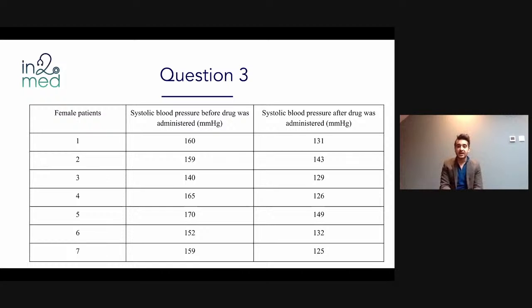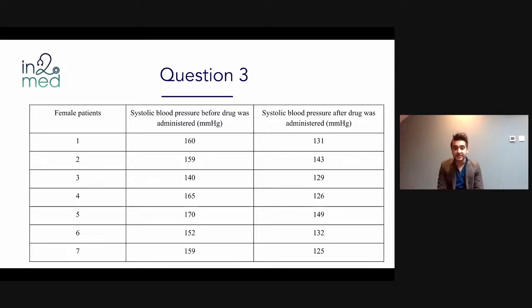Okay, so from my understanding, this is a table probably of a study which shows the blood pressure in 7 female patients before and after giving them a drug. The first column is the number of the female patient. The second column is their blood pressure before the drug was given, and the units are in millimeters of mercury. And the third column is the blood pressure after the drug was given, again in millimeters of mercury.